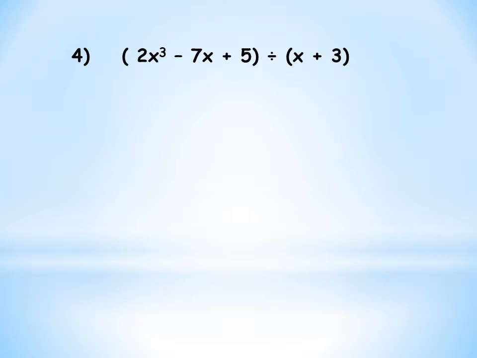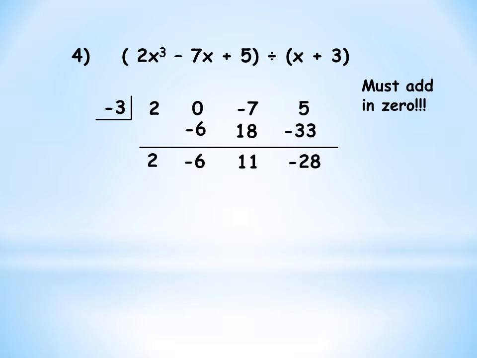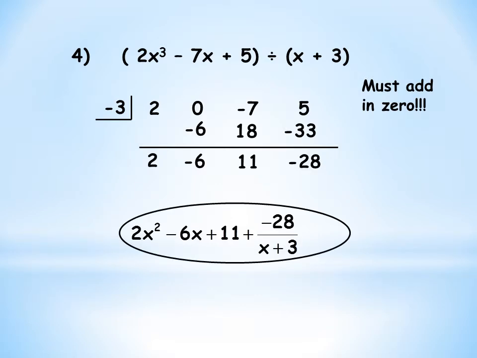Now this is the case where I have a 2x to the third, but I have no x squared. So in this case, you must put in a 0. If you do not put in a 0, you'll get an answer, but it will be incorrect. So now that you've put in your 0, everything else is the same. Bring down the 2, multiply, add, multiply, add, multiply, add. Your answer is 1x down from x to the third, so x squared. And then you have a remainder of negative 28 over x plus 3.